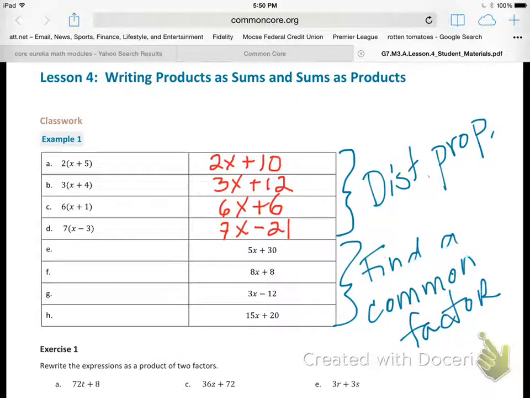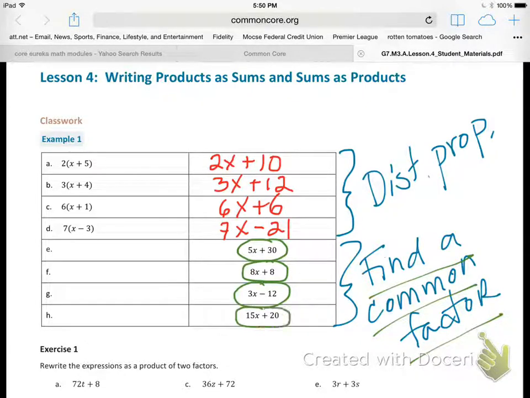Again, what we have to do here is find a common factor first in these expanded expressions, a common factor for each and every one of them. Let's start with E, which is 5x plus 30. We're actually trying to find the GCF, the greatest common factor, and that would be 5. And so 5 is going to go on the outside of the parentheses.